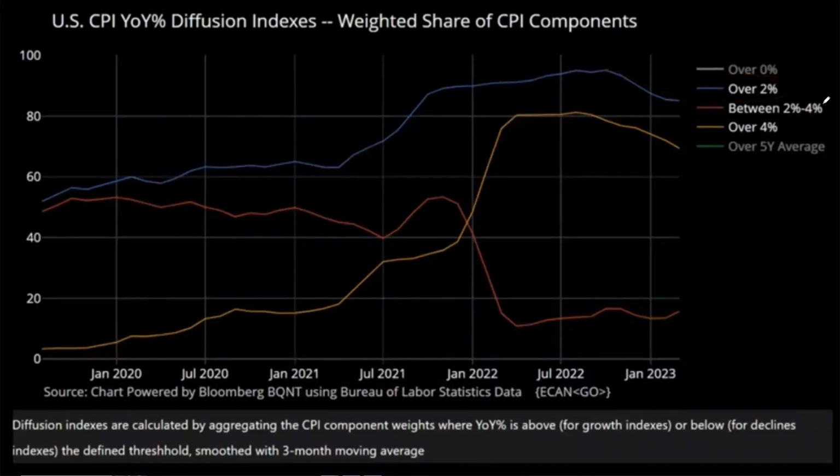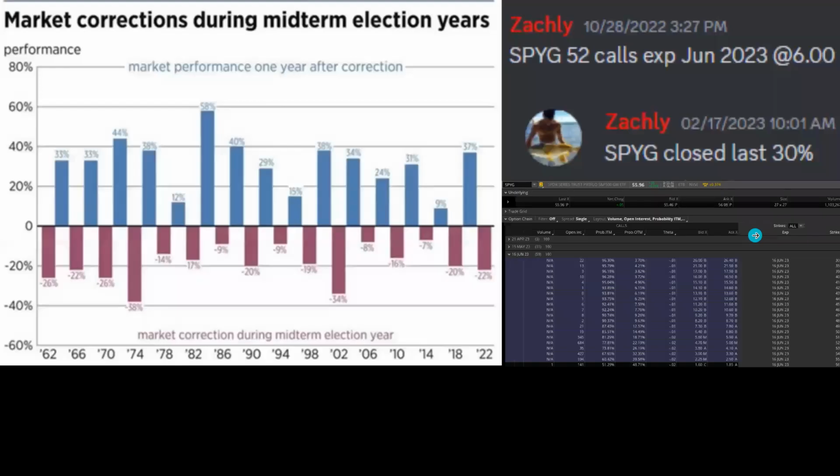But the things that are between 2 and 4%, that's where we've basically seen a huge drop. And then the things that are over 4%, we've also seen a big drop in those. So we're seeing downtrends in some of the heavier weighted components right now. And that's another thing that the bulls and the data analysts are really looking at.